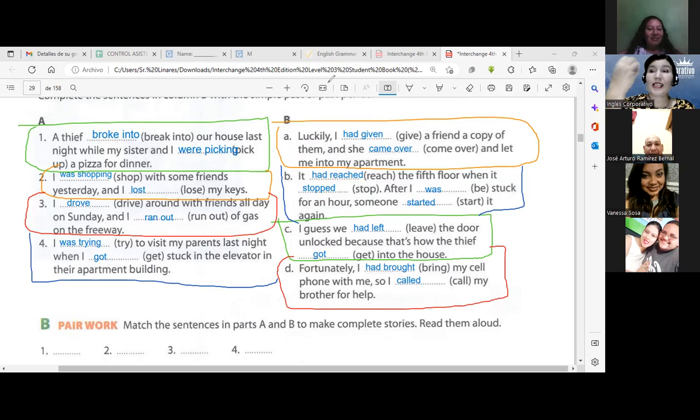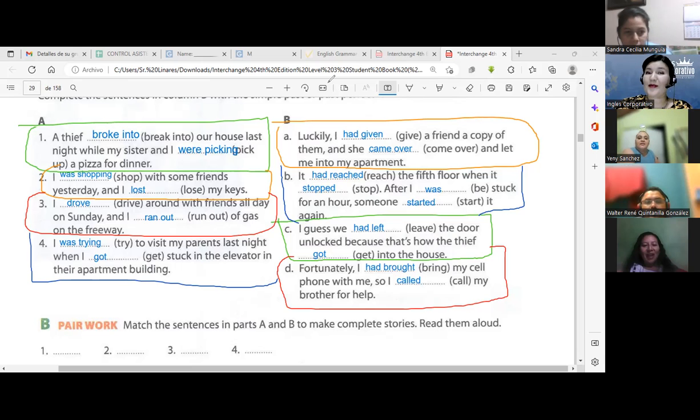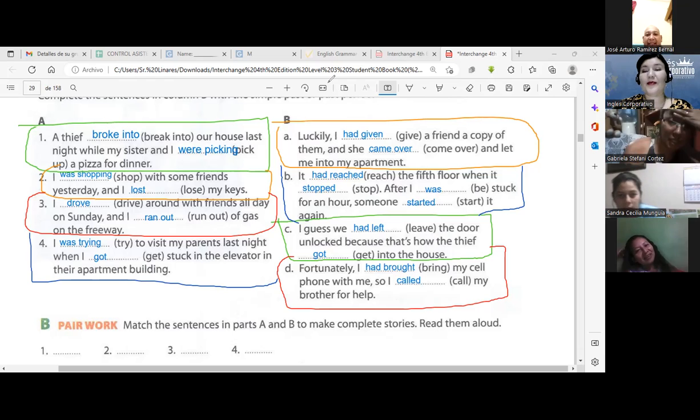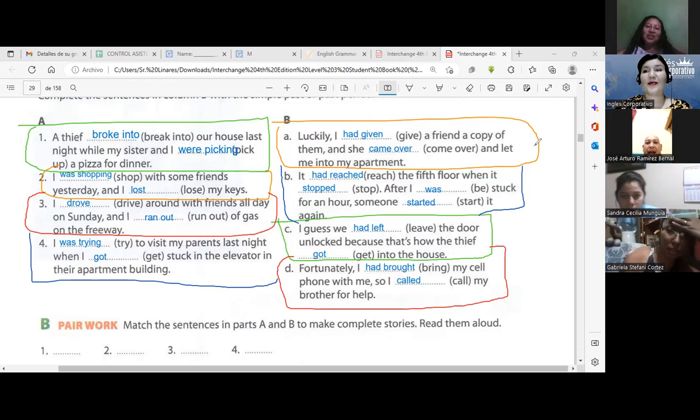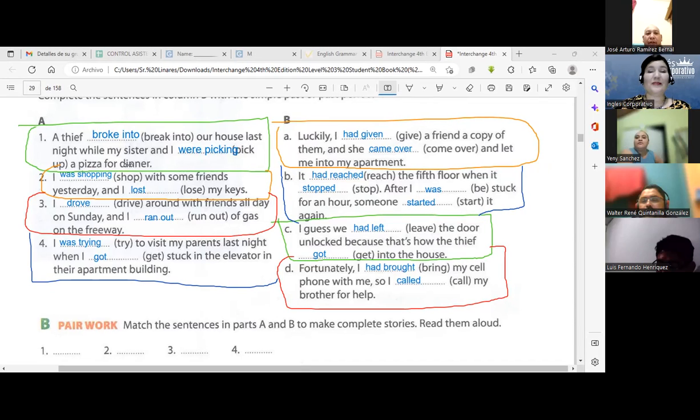No, everybody. I was shopping with some friends yesterday and I lost my keys. Luckily, I have given a friend a copy of them and she came over to let me into my apartment.